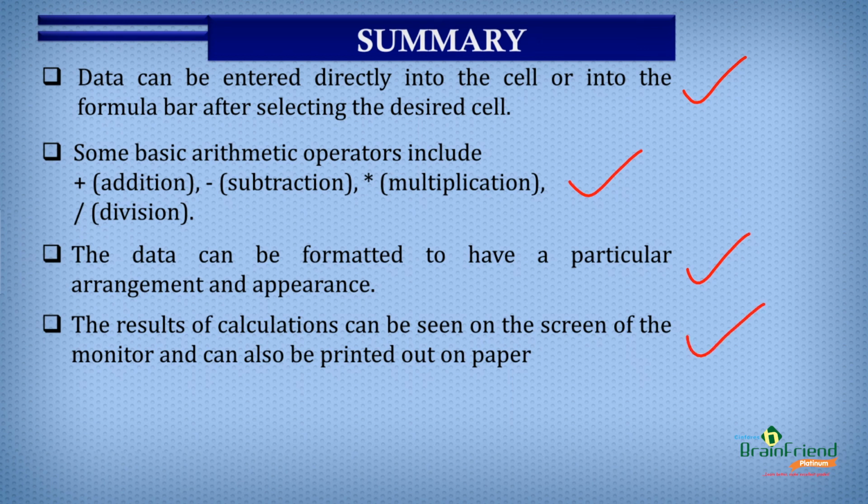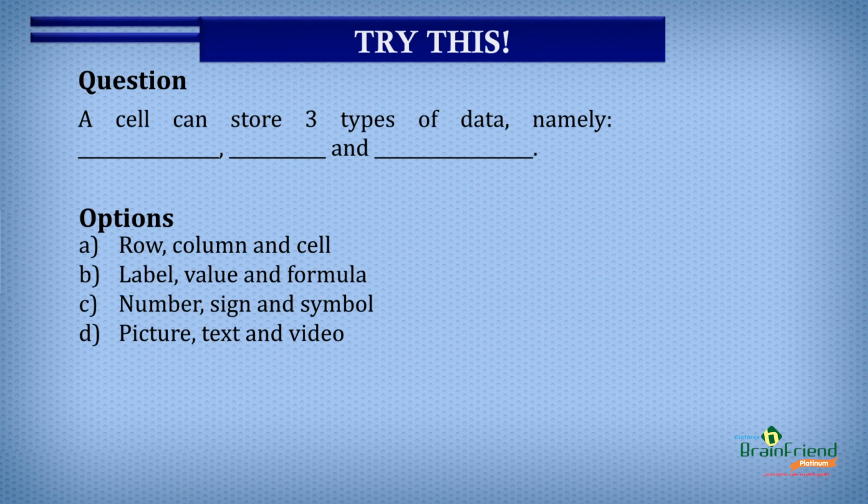Now, let's try out some exercises. Question 1. A cell can store three types of data, namely, here are the options. A. Row, column, and cell. B. Label, value, and formula. C. Number, sign, and symbol. D. Picture, text, and video. The correct answer is B. Label, value, and formula. Let's try out one more.